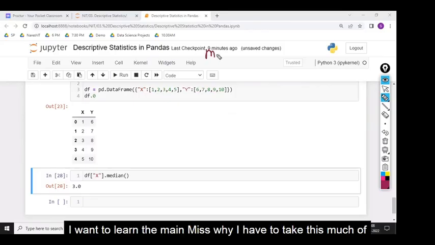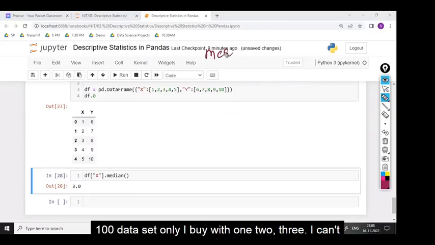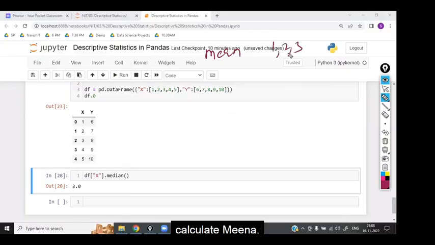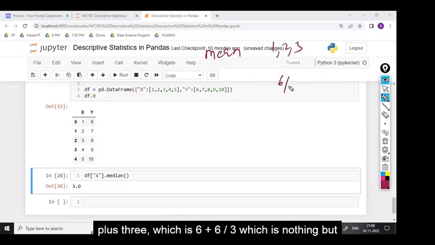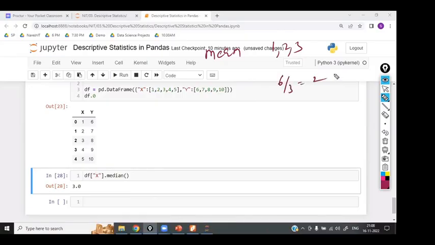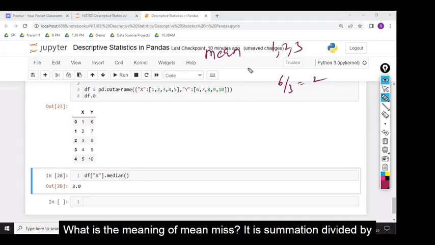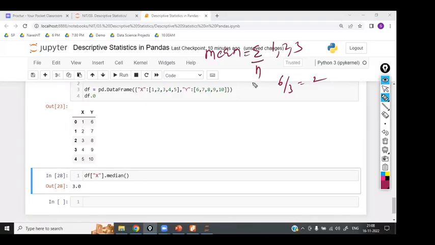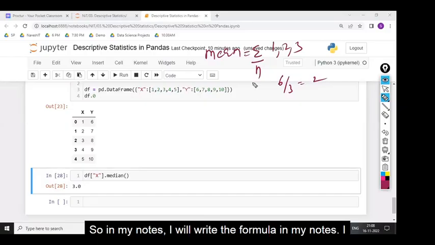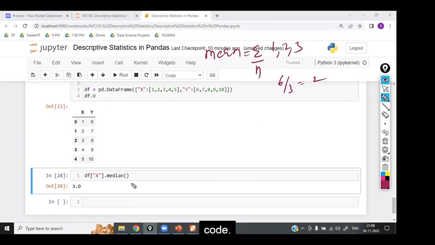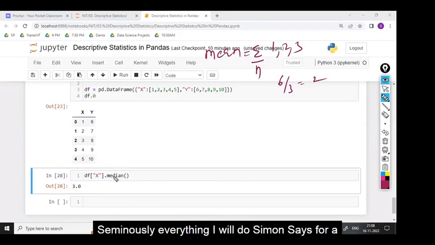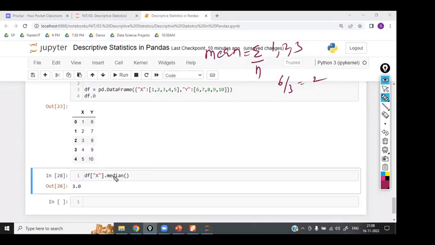I want to learn the mean. Why do I have to take a 100-value data set only? Why can't I calculate the mean with 1, 2, 3? For 1, 2, 3 also the mean is possible, right? 1 plus 2 plus 3 is 6. 6 divided by 3 is nothing but 2. What is the meaning of mean? It is summation divided by n. So in my notes, I will write the formula, the theory, and the calculation. At the same time, I will write the pandas code. Simultaneously, I will do everything for a small example.